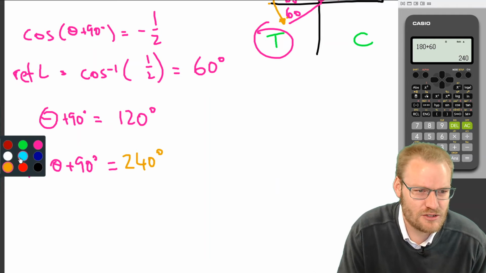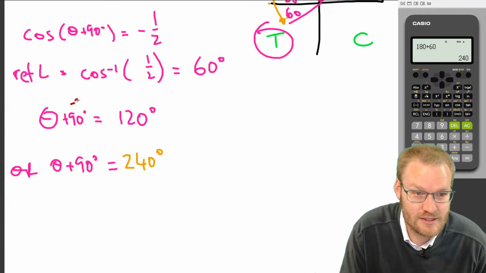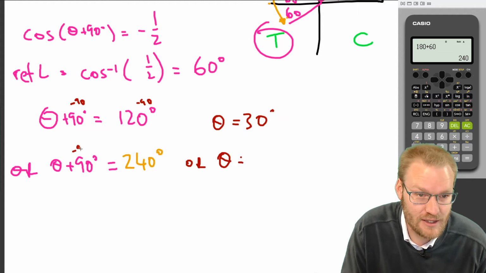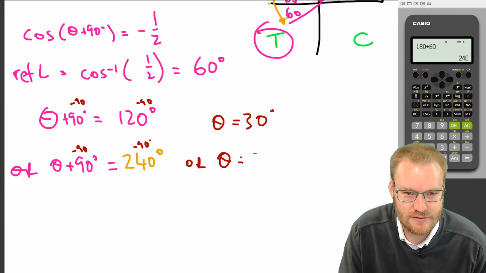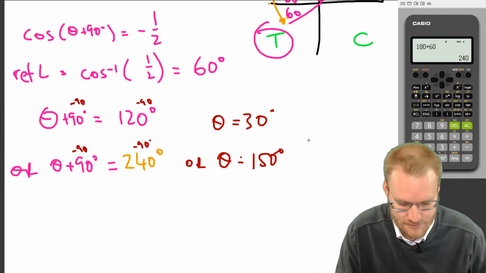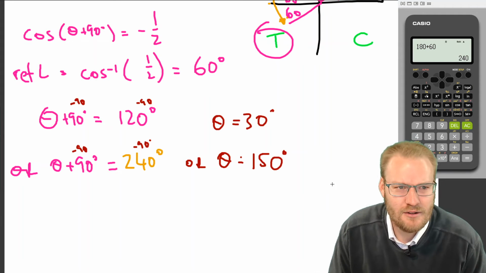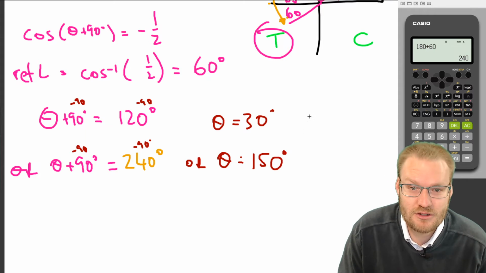Right, well, let's just solve these equations because we want theta. So theta plus 90 is 120. If we subtract 90, then theta equals 30. Or, let's do the same thing here, minus 90, minus 90. So that gives us 150, I think. 150. Yeah, so theta is 30 or theta is 150, but we want the general solution.